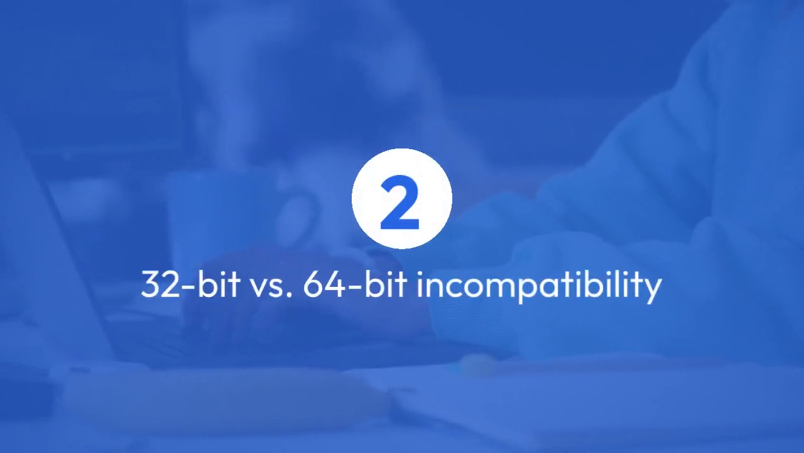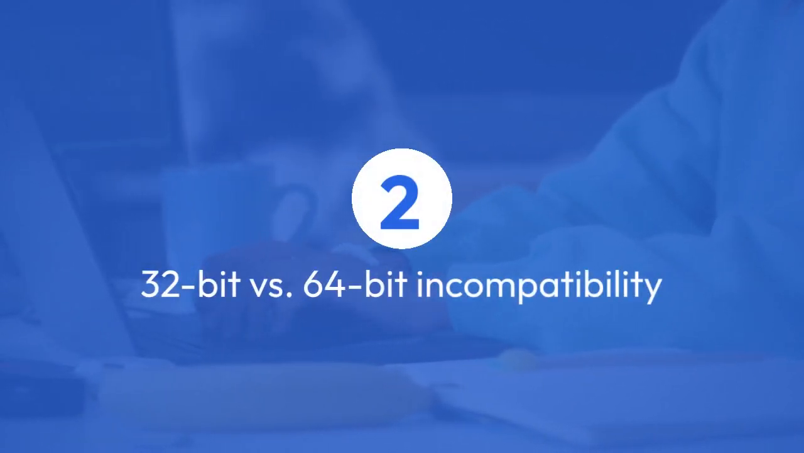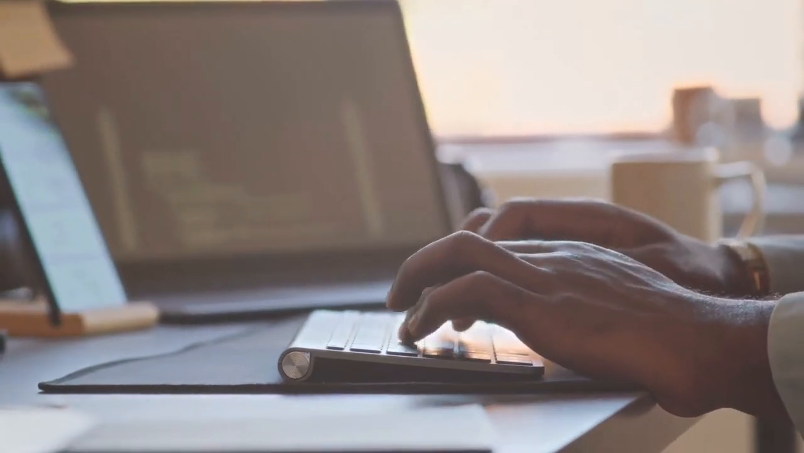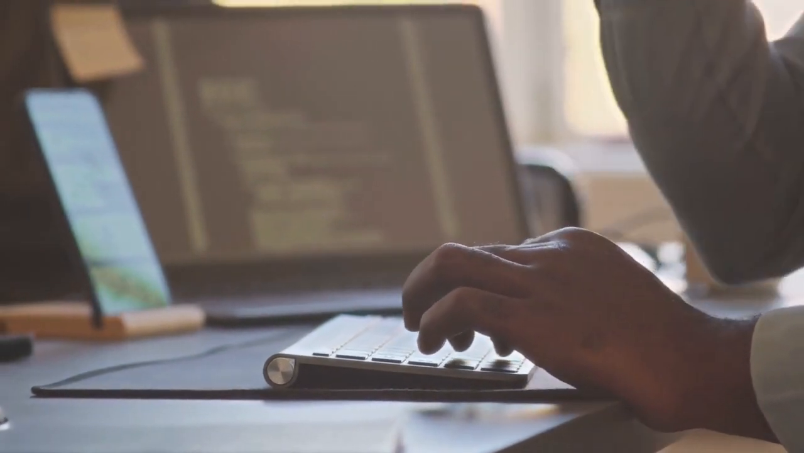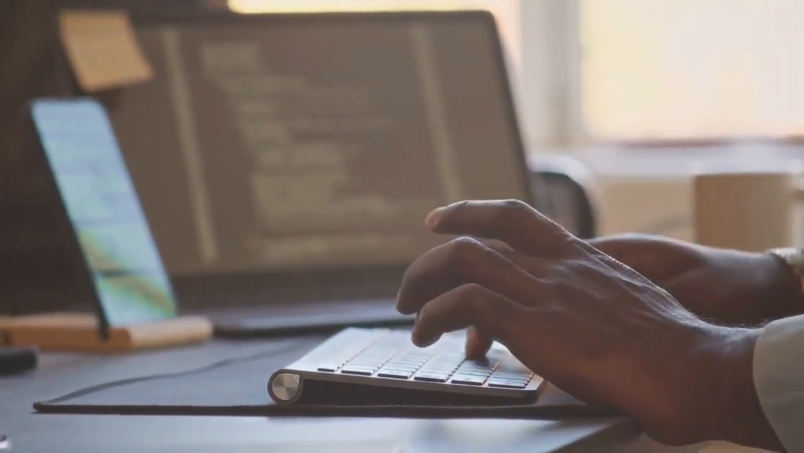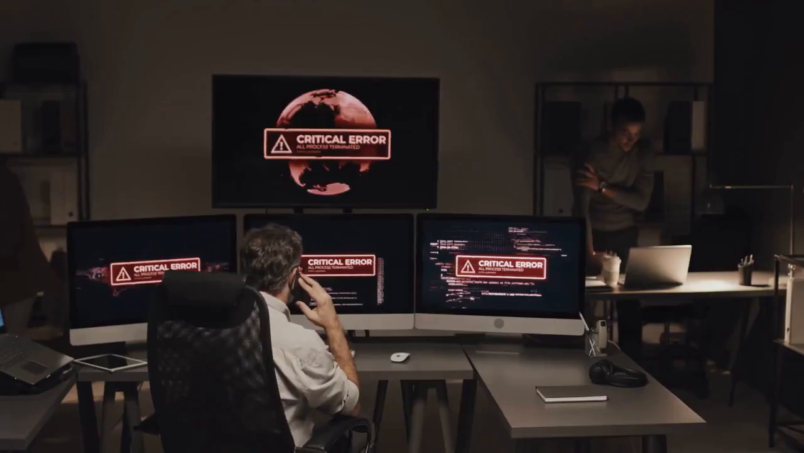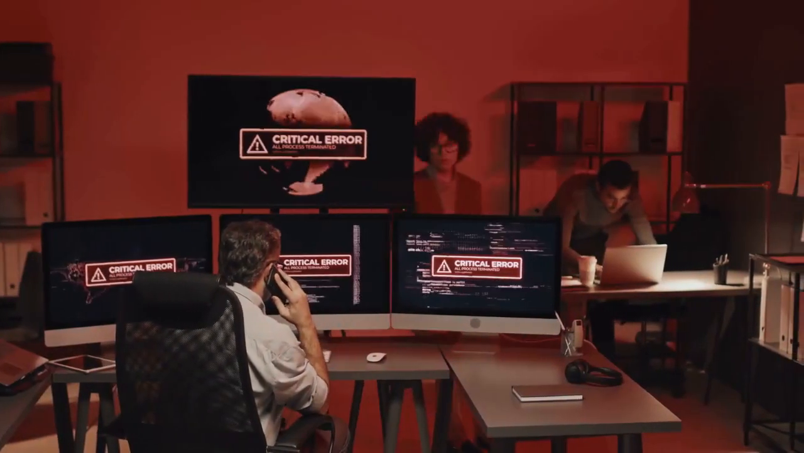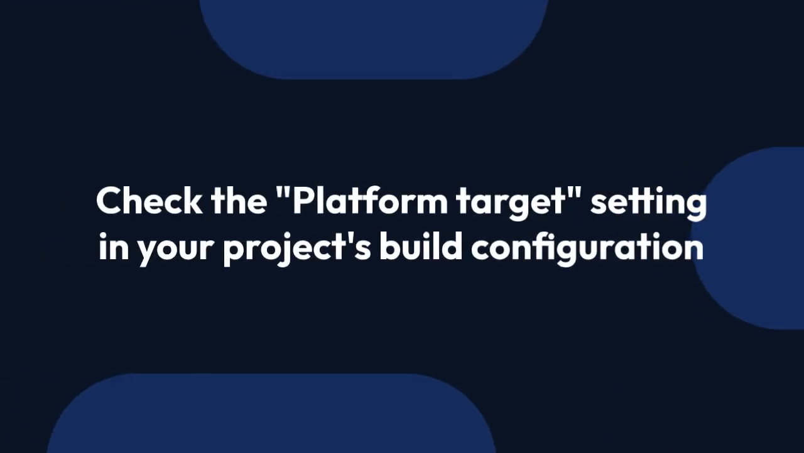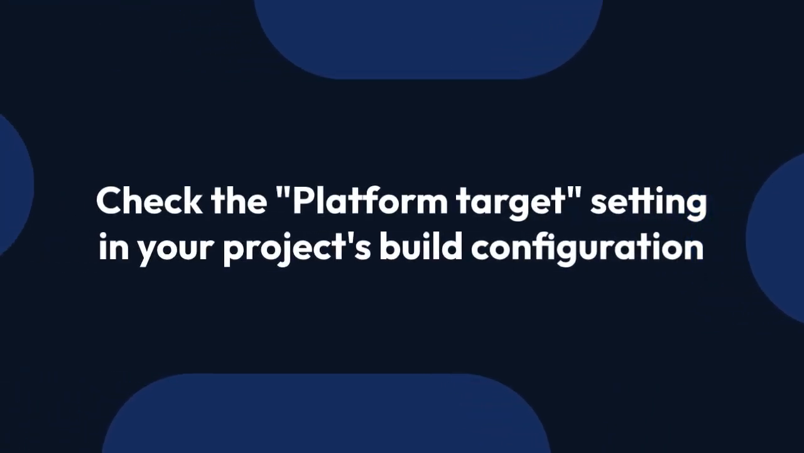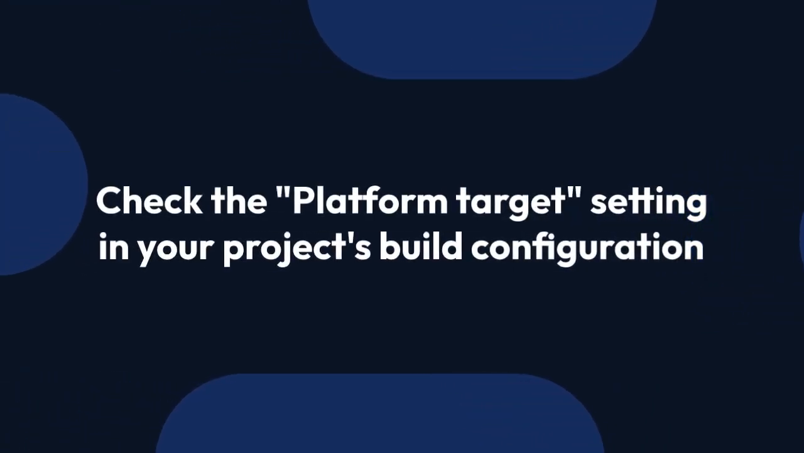2. 32-bit versus 64-bit incompatibility. Another common cause is a mismatch between the architecture, 32-bit or 64-bit, of your application and the assemblies it references. If you're building a 64-bit application, make sure all referenced assemblies are also 64-bit. Similarly, for a 32-bit application, you need 32-bit assemblies. Check the platform target setting in your project's build configuration to ensure it aligns with your reference libraries.